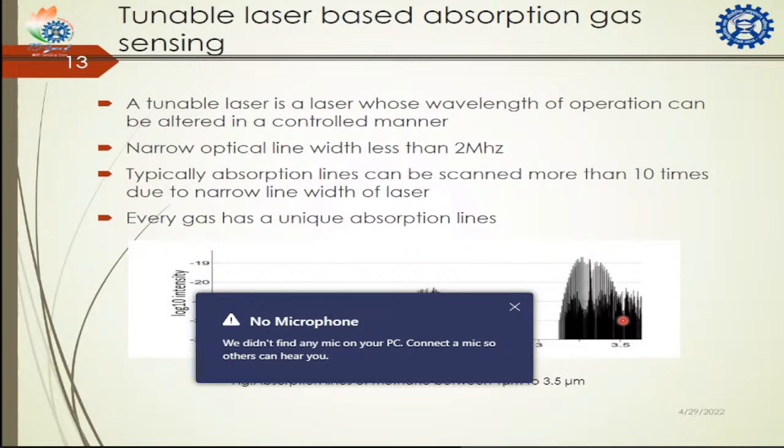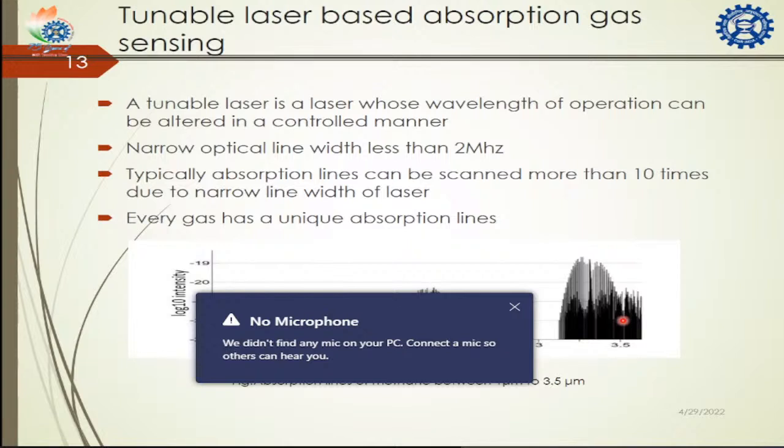Suppose I have a central wavelength of around 1550 nanometers, and I want to operate the laser at a different wavelength. I can tune the laser with current injection or by temperature control. This type of laser has a very narrow optical line width, less than around 200 megahertz, so for applications where we need to sense gases, this type of laser is very frequently used.